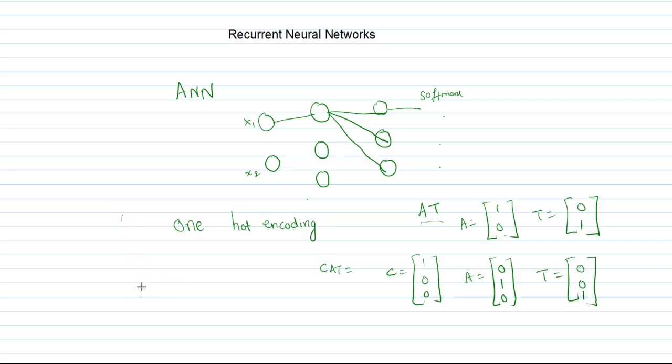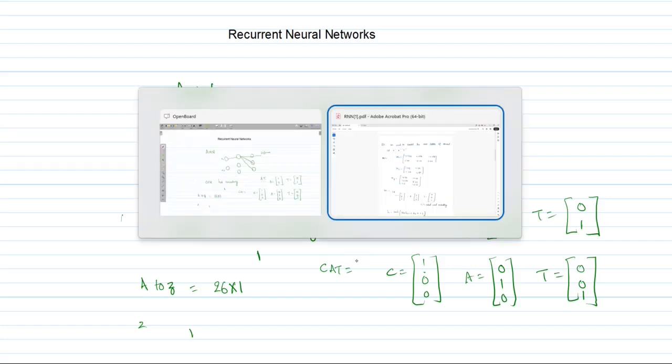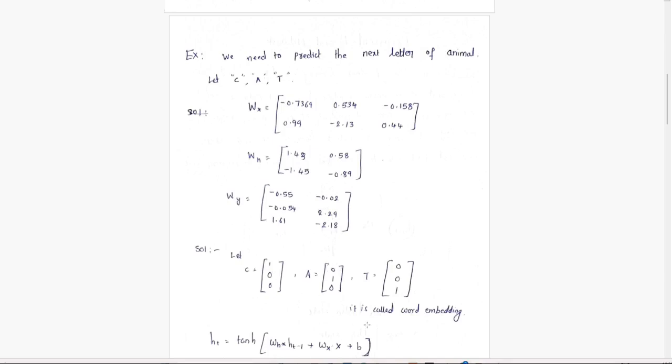Accordingly, if I need to represent A to Z, then the matrix size is simply 26 rows by one column, where A is the starting place and Z is the last one. It is not mandatory that A has to be represented like this only. That is a representation depending on the application. They can change anything, but all must be independent. So this is one hot encoding. Here I have used C equal to 100, A equal to 010, T equal to 001.